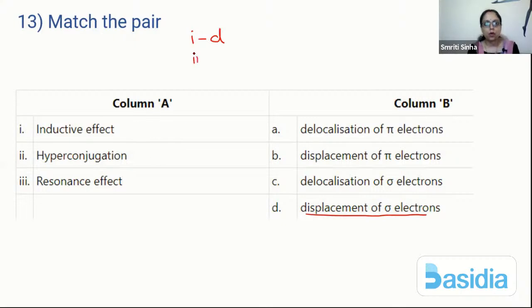Second is hyperconjugation. Hyperconjugation is actually delocalization of sigma electrons, because there will be movement of sigma electrons like in resonance. So here it is C. Third is resonance. Resonance is the delocalization of pi electrons, not displacement but delocalization. So it is A.